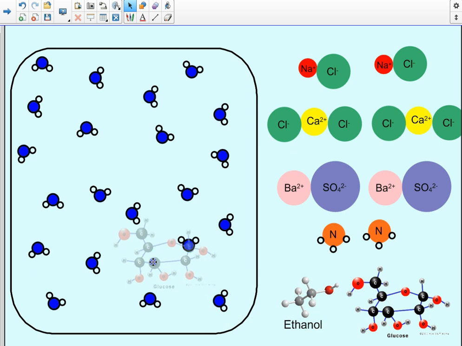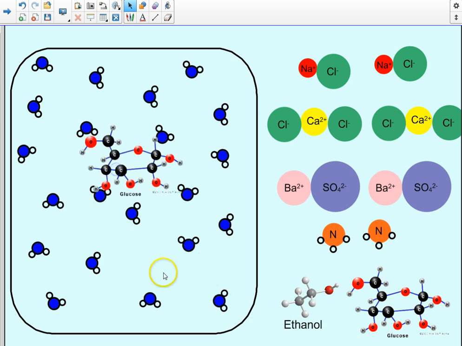Another example of a covalent compound that does not form ions in solution is glucose. Glucose is C6H12O6. If you put that in water, again, these blue lines represent covalent bonds. The carbon is covalently bonded to the oxygen. The oxygen is covalently bonded to the hydrogen. You will not break those covalent bonds when you put them in water. You will not form ions, and you are therefore not going to be able to conduct an electric current.